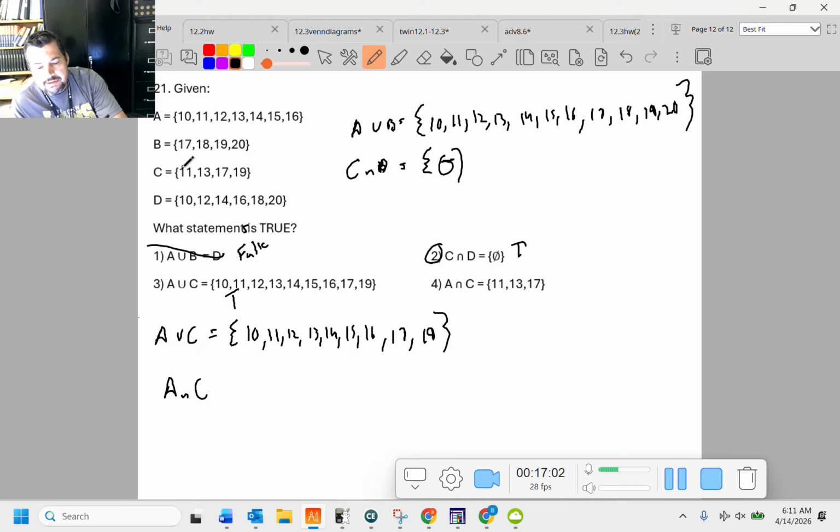All right, and then we have this one, 4, which is A and C. So if we intersect A and C, what do they have in common? They have an 11. They have a 13. They don't have a 17, and they don't have a 19. That's it. This one's false. So my 2 statements were 2 and 3 only. And that's it. I'm not going to do the bonuses.